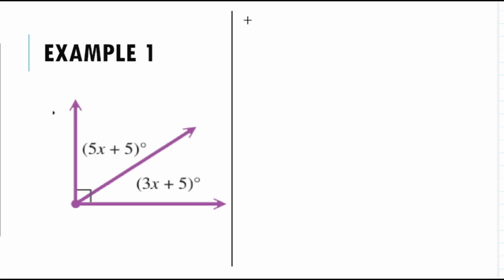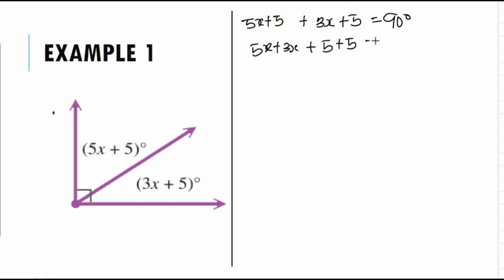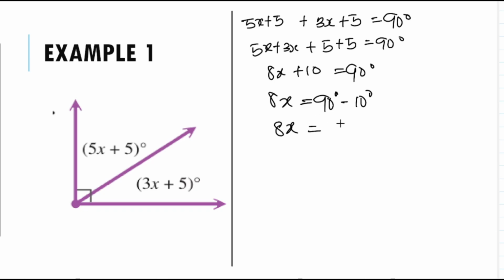Or if you see from the diagram, these angles are complementary, so we simply add them up. Therefore 5x plus 5 plus 3x plus 5 must be equal to 90 degrees. If we collect like terms, 5x plus 3x plus 5 plus 5 must be equal to 90 degrees. So 8x plus 10 must be equal to 90 degrees. So 8x equals 90 degrees minus 10 degrees. So 8x equals 80 degrees.